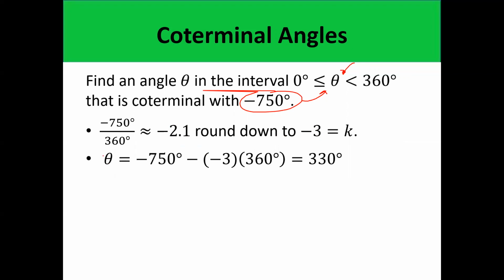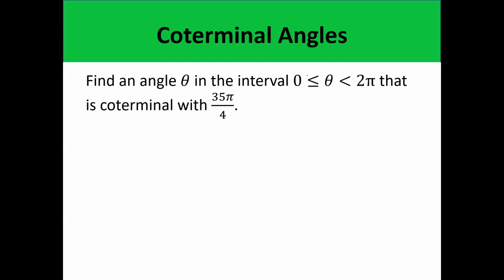So a coterminal angle would be negative 750 degrees minus negative 3 times 360 degrees. But observe here that this negative here and this negative here now will become positive. So it is negative 750 degrees plus 3 times 360 degrees, and that will be simplified into 330 degrees.